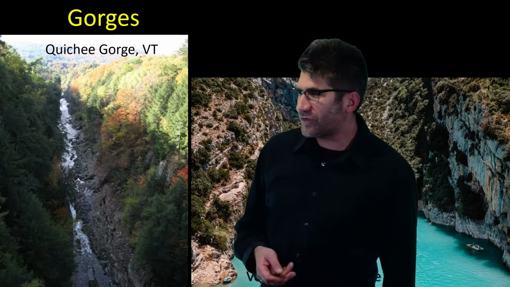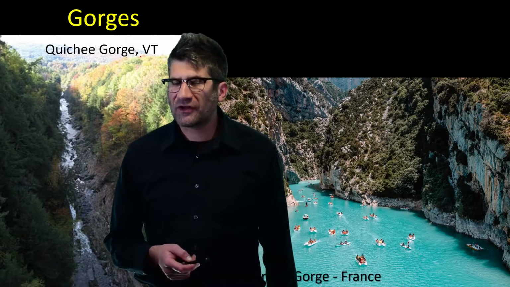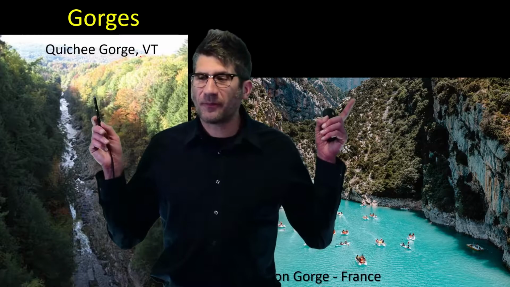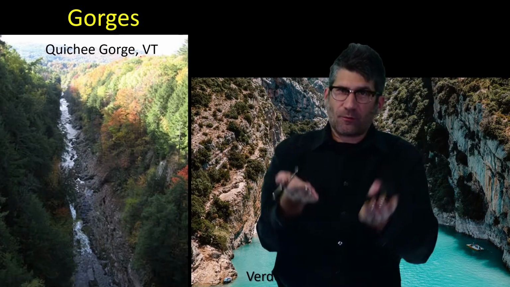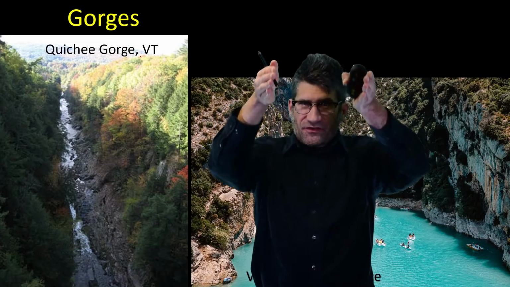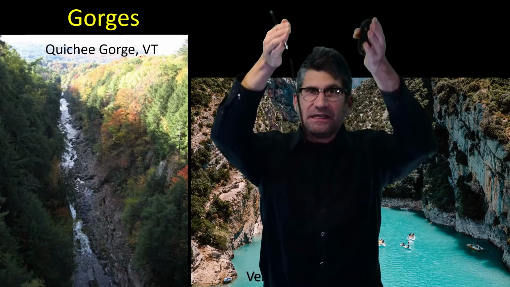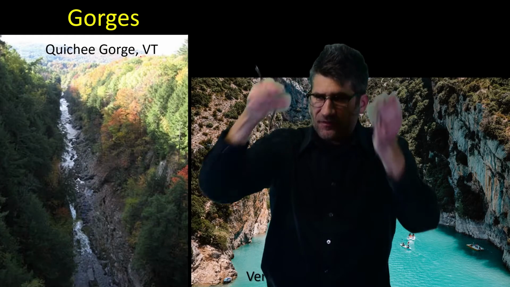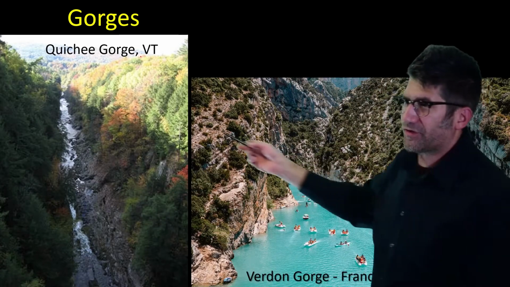Okay, my next drainage basin landform for you are gorges. I'm not going to say too much about gorges other than describing their morphology. It's where you have a very, very steep bedrock canyon that has been fluvially eroded. So these are often very, very V-shaped, these gorges. And two examples here for you.